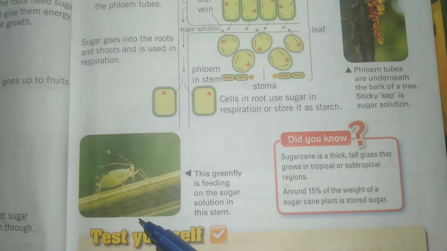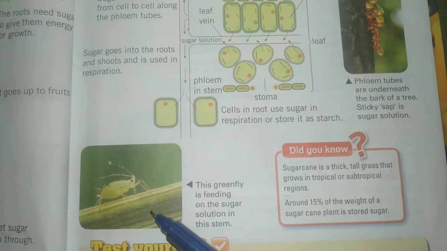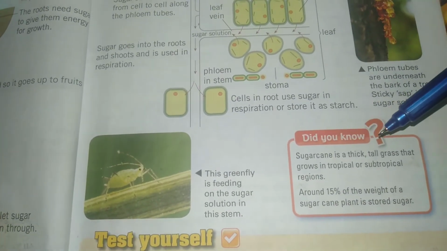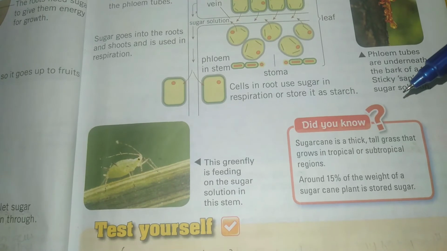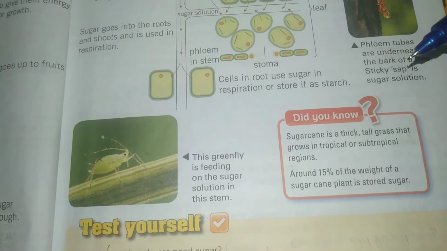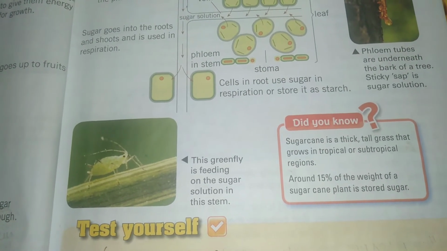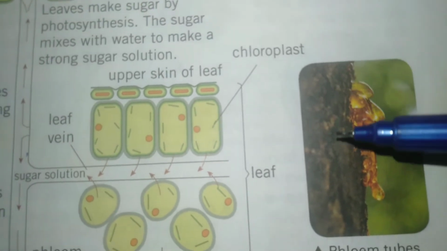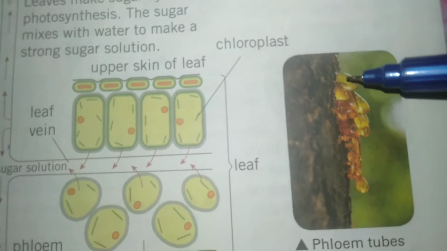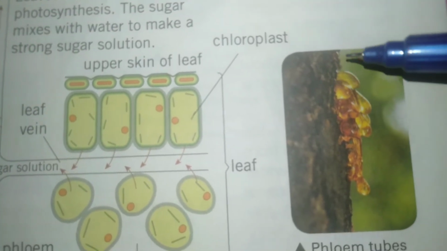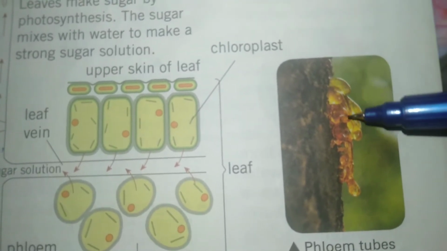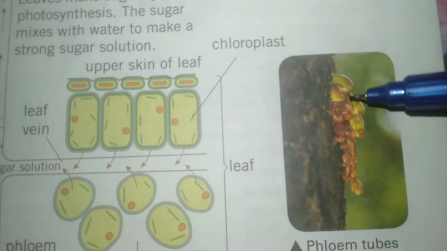Students, you can see that this green fly is feeding on the sugar that is inside the stem. Sugarcane is a thick tall grass that is growing in tropical or subtropical regions. About 15% of the weight of a sugarcane plant is stored sugar. This is the diagram of the trunk of a plant, and the outermost layer is bark, and inside the bark there is the phloem tissue that contains sugar solution, and this is the sugar solution that is coming out of these phloem tubes.